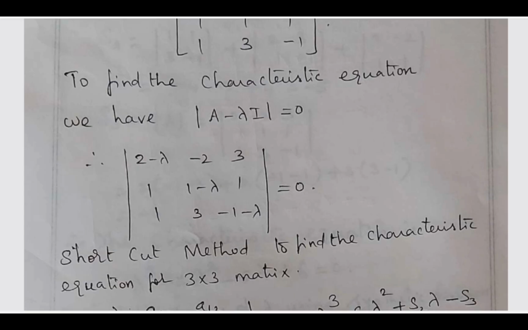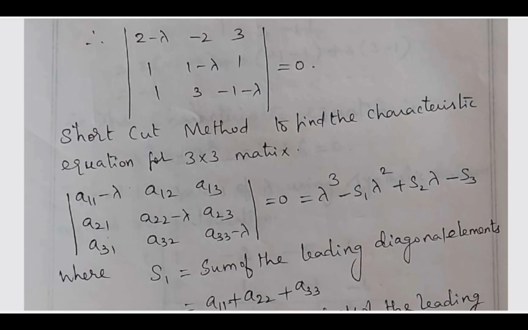Then I need to expand this determinant. I am showing how to expand the determinant using the shortcut method. Along the diagonal, I subtracted lambda in the 3 by 3 matrix, that is A11 minus lambda, A22 minus lambda, A33 minus lambda. The remaining elements I have written as they are, which is equal to 0 by the characteristic equation.